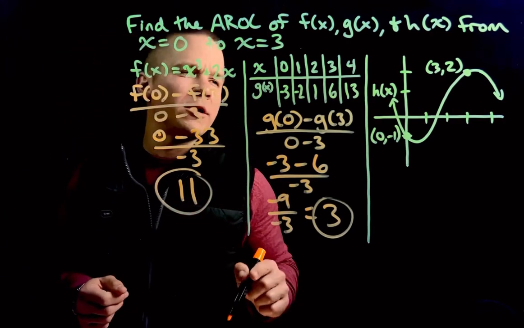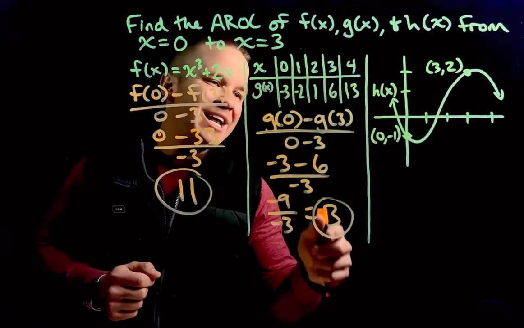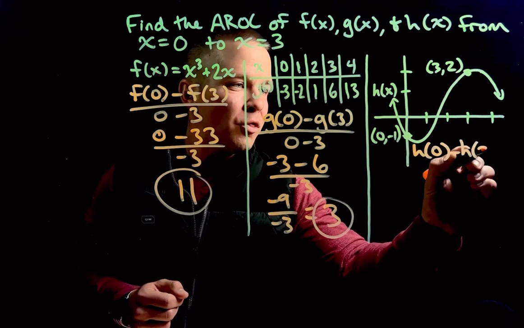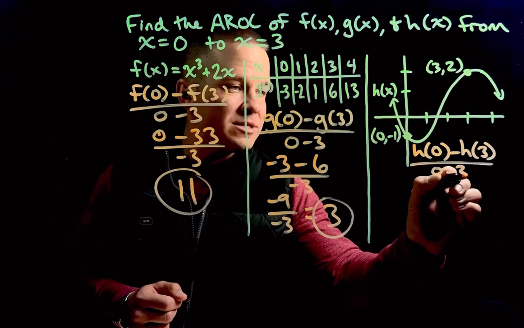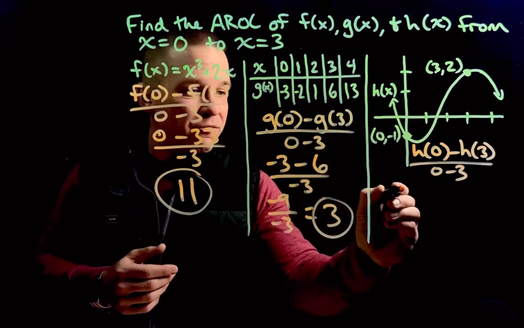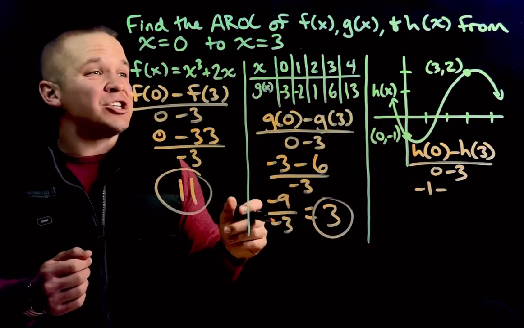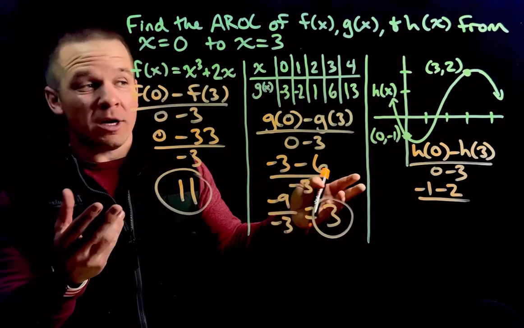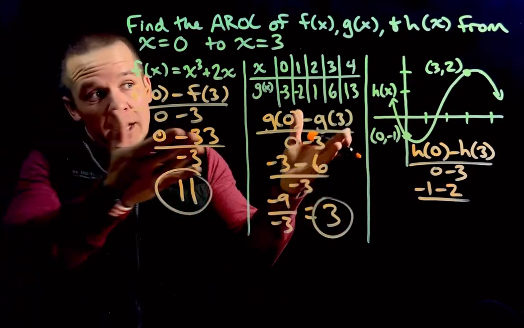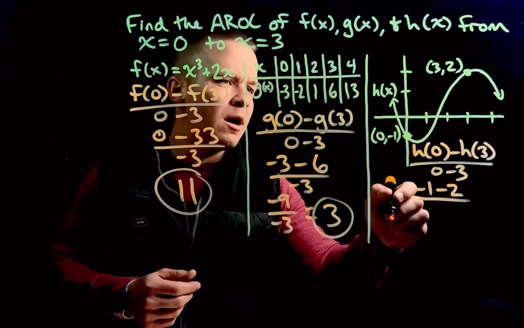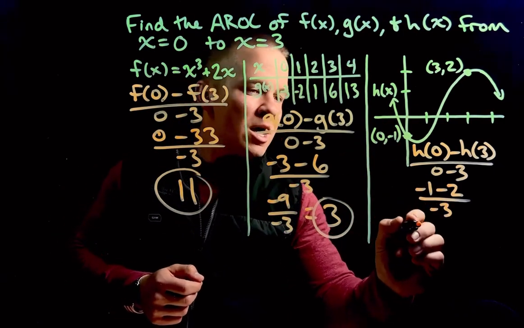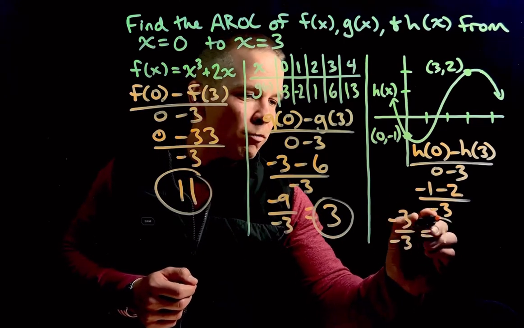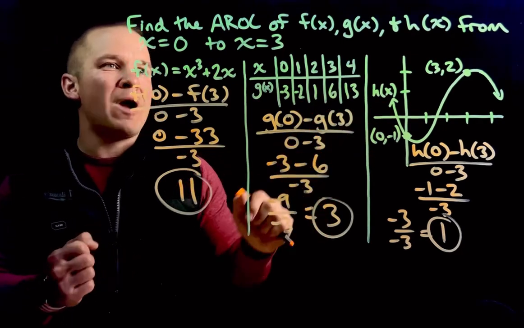One more to go. Let's get h of x here. So I'm going to have h of 0 minus h of 3 divided by, again, 0 minus 3. Now h of 0 is negative 1, so I got negative 1 minus, and then h of 3 is going to give me 2 for this one here, according to this cubic looking graph. It looks cubic to me. I'm going to say it's cubic. Then we got 0 minus 3 is negative 3. So it looks like we're going to have negative 3 over negative 3, which gives me positive 1 for my AROC of that one.